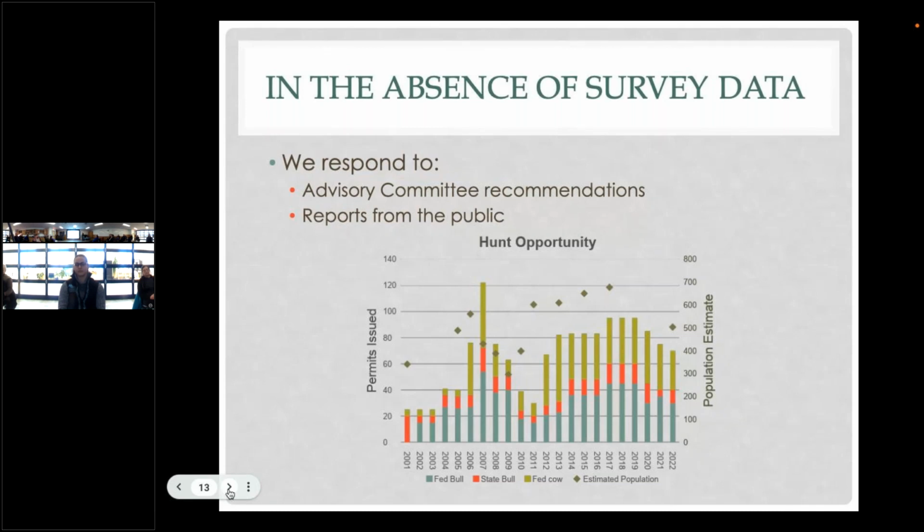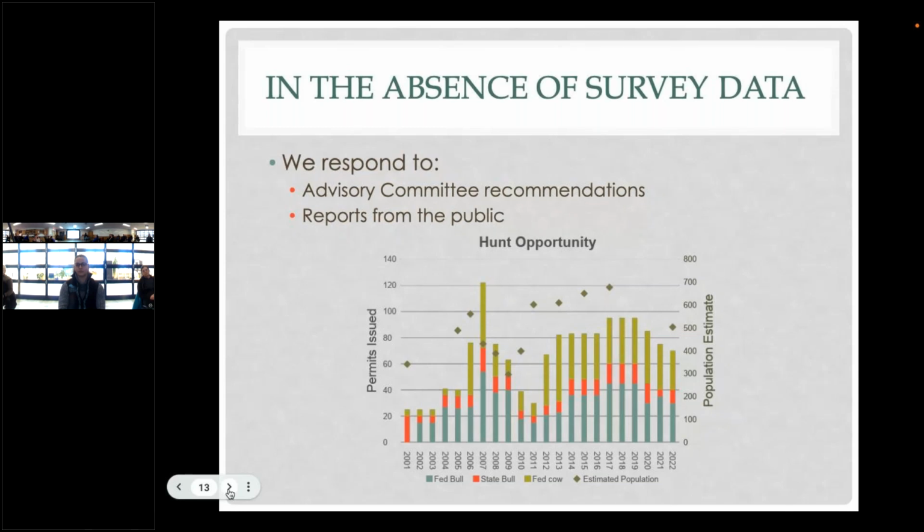The red is the state bull contribution, and the blue is the federal bull composition. So in 2020, we met with the advisory committee, we talked with them about what we were seeing for bull cow ratios, although I didn't have very good data, I hadn't been able to fly, but what the public was telling us, and asked them what they wanted, and they chose a scenario of issuing 5 more cow permits and reducing the take of bulls. So we did that here.